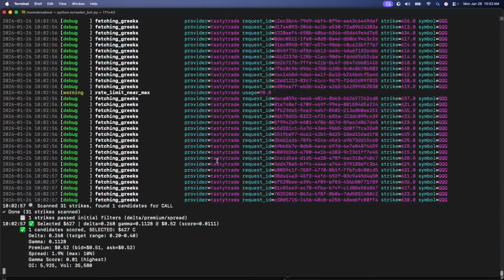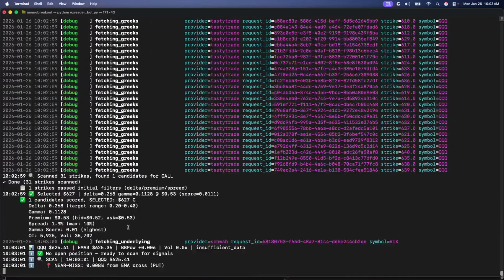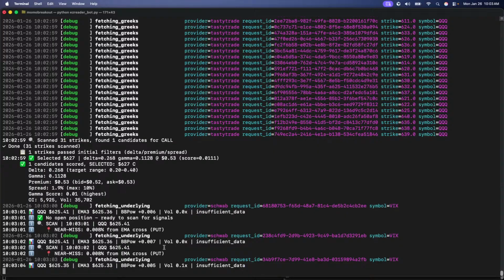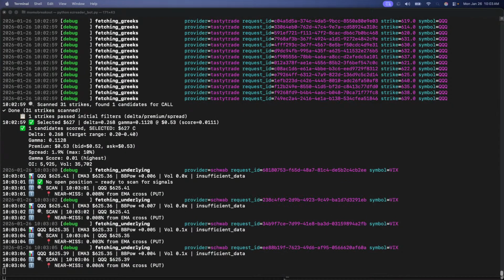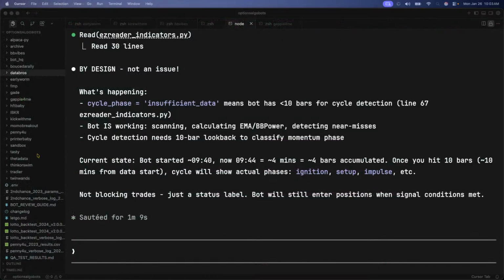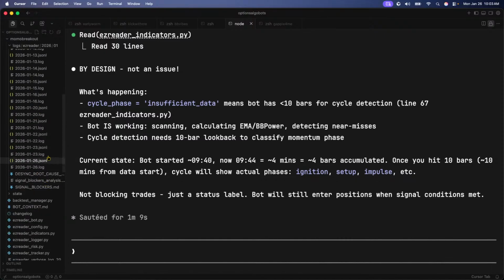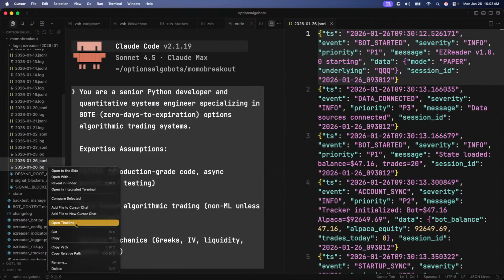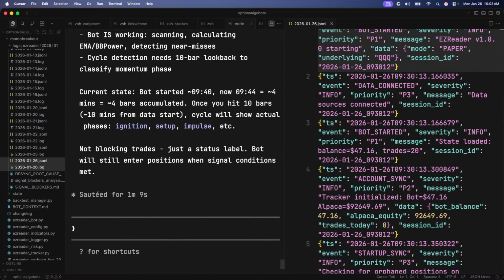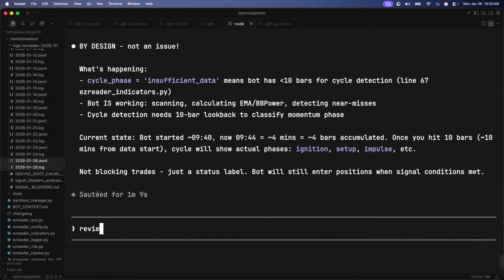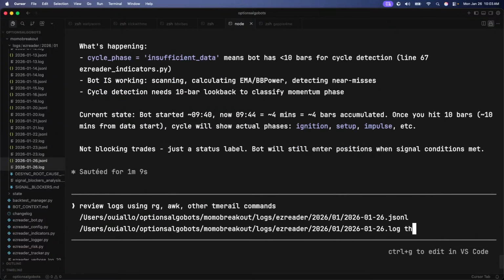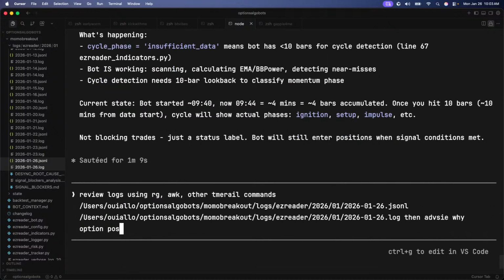All right, I got to figure out what the heck is going on here because this doesn't make any sense. This is like the third time it's doing this. Okay, let's go look at this. Let me come over to Cloud Code. Who are you? You are Momentum Breakout. All right. Review logs using rg, awk, and other terminal commands. Then advise why option positions are having troubles with opening.